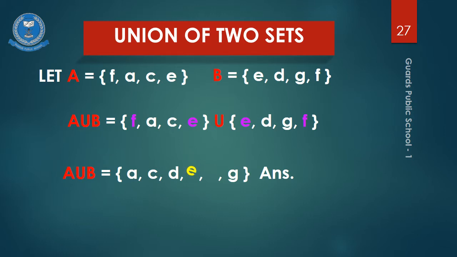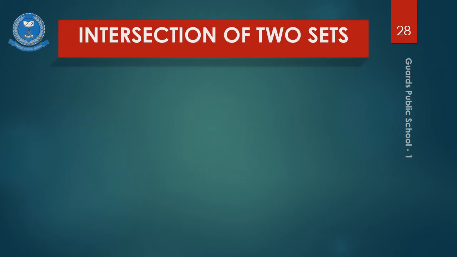Member E is present in set A and in set B, but in the union it is written only once, not two times. Similarly, F is present in sets A and B, but in the union we will write it down only one time, and then G. Union contains all the elements of two sets without repetition.